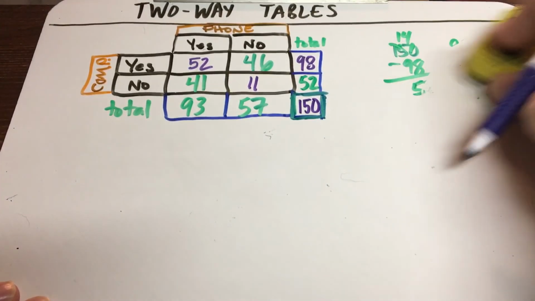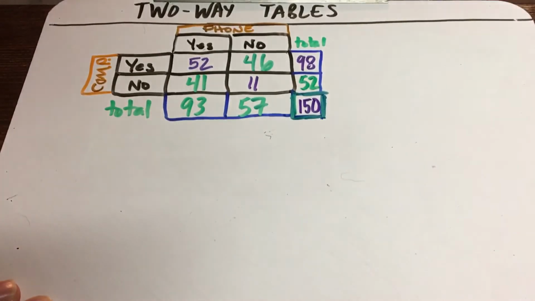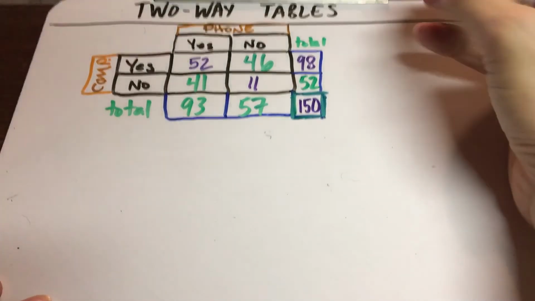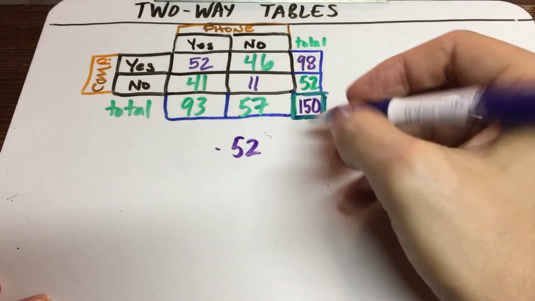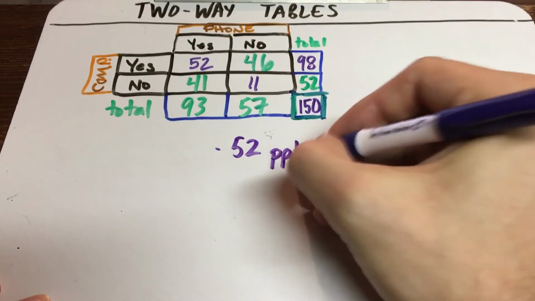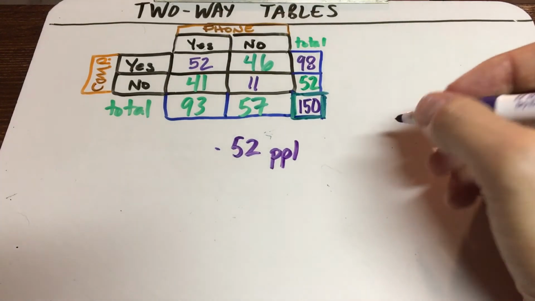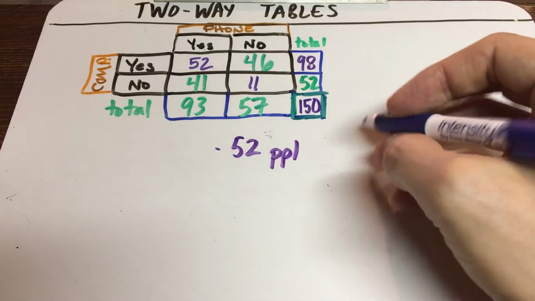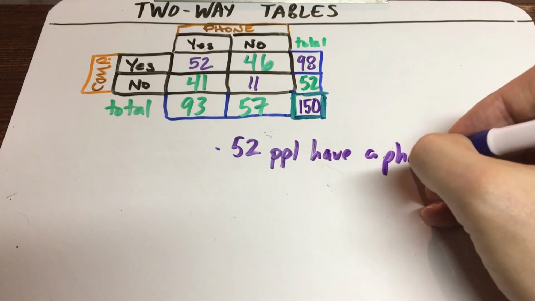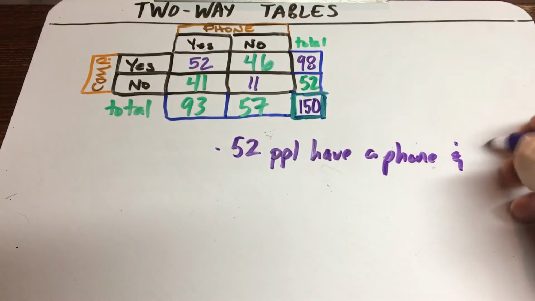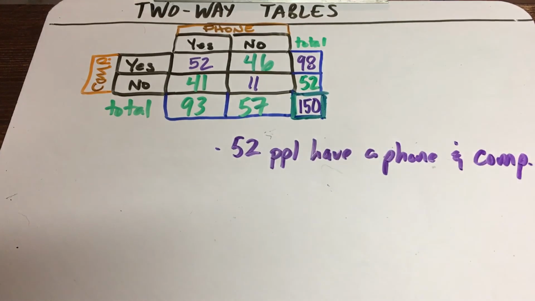So I could interpret this, right? What do all these numbers mean? What was the whole point of that? Right? I could say 52 people. I'm going to abbreviate. This is the most annoying thing ever to put PPL, but I'm in a hurry. I don't want to make this video too long. I could say 52 people have a phone and a computer, right? 52 people have a phone and a computer at their house.